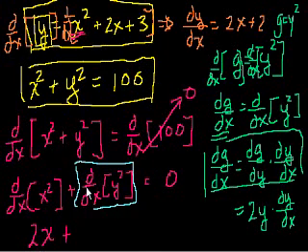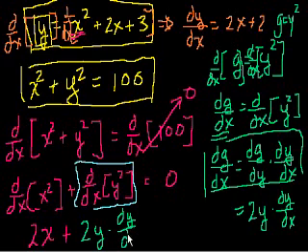I just wanted to give you that intuition. So what's this derivative right here? Well, it's going to be the derivative of this expression with respect to y from the chain rule. So that's 2y times the derivative of y with respect to x. Derivative of y with respect to x is equal to 0.